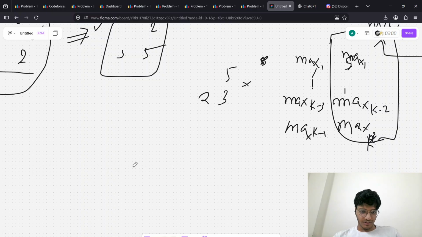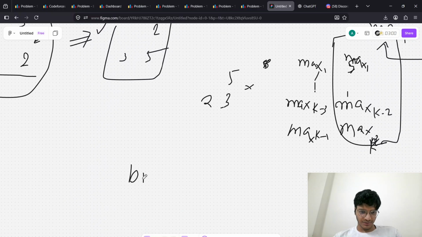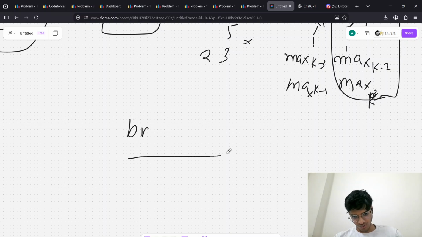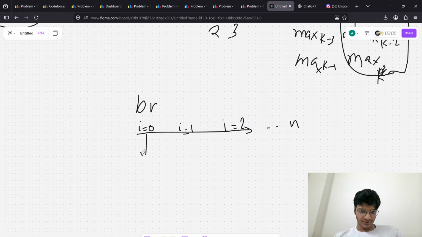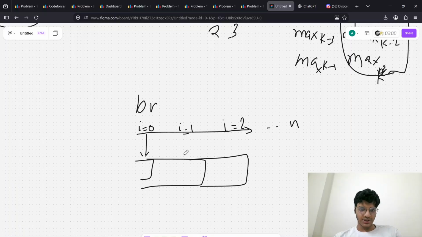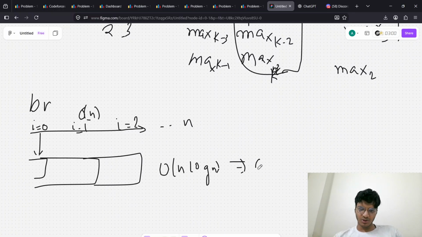Since the brute force way we can think of is to iterate over all n, that is i equal to 0, then i equal to 1, then 2, up to n. For each of these we will sort this part, then this part, then this part. That will cost us order of n, and sorting will cost order of n log n in total. So the total cost will be order of n squared log n.